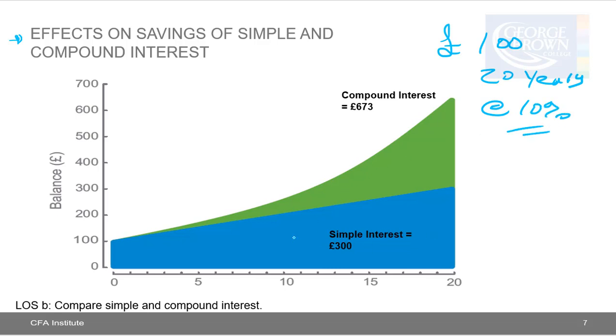If we use simple interest, so that the interest every year was £10, then we know that at the end of 20 years, our balance would be the principal plus the interest that we've earned. You can see 20 years times £10 would be £200 of interest. Our balance at the end of 20 years would be £300, okay? But if we're earning interest on interest, our balance at the end of 20 years using compounded interest would be £673, quite a bit higher.